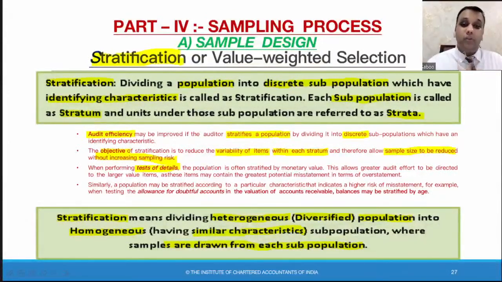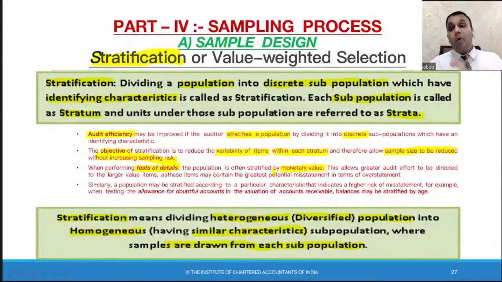So when we perform test of details, when data is there, financial statements are there, obviously money would play an important part. So when performing test of details, the population is often stratified by monetary value. Each sample will be drawn from each stratum, and the sampling process will be carried out on strata. We need to understand the population getting divided into strata. A stratum is a subcategory from which you draw the sample.